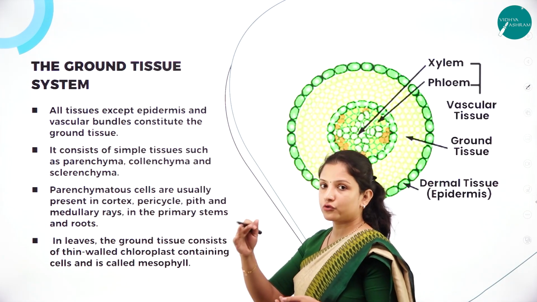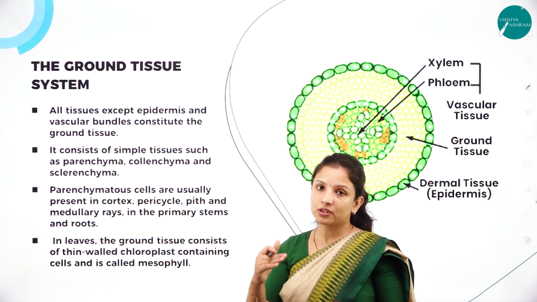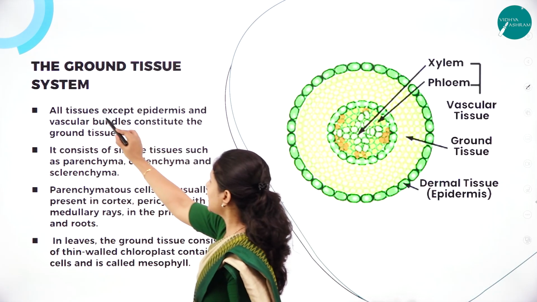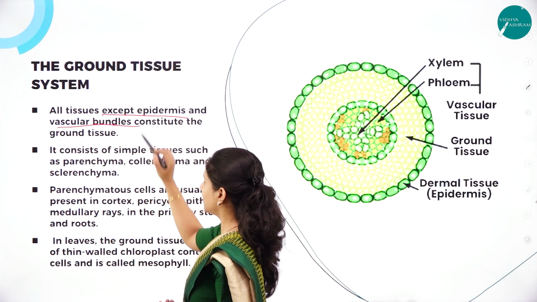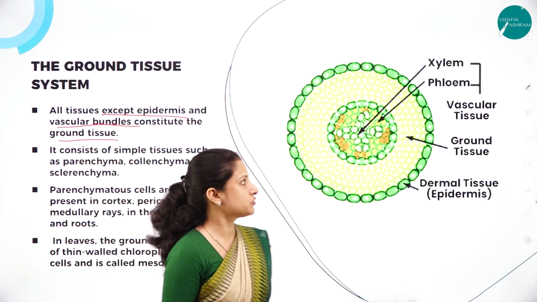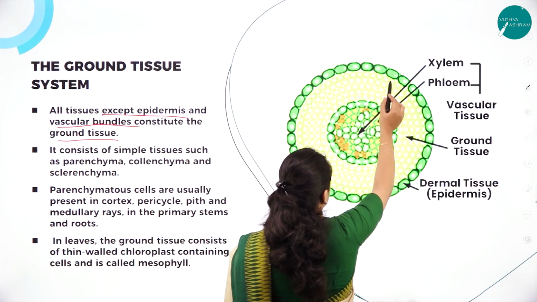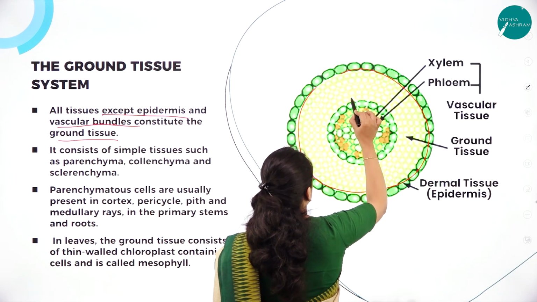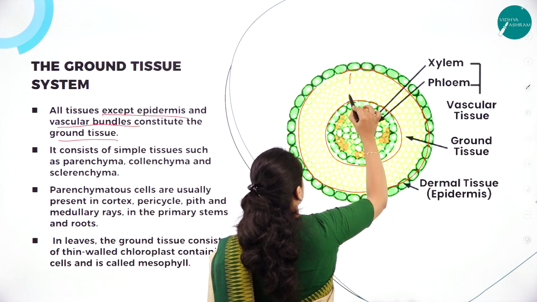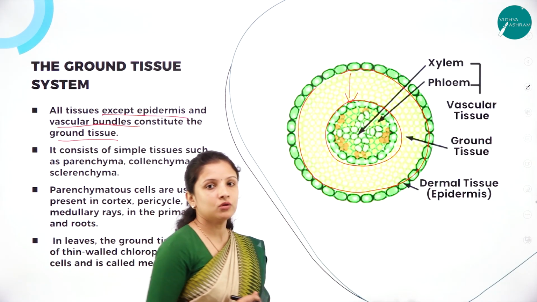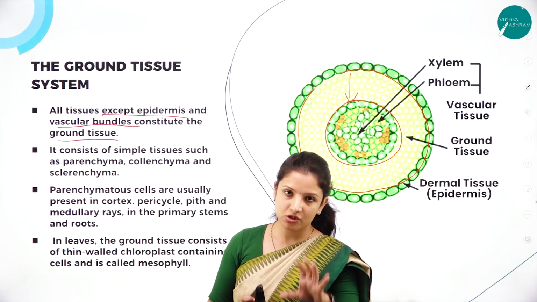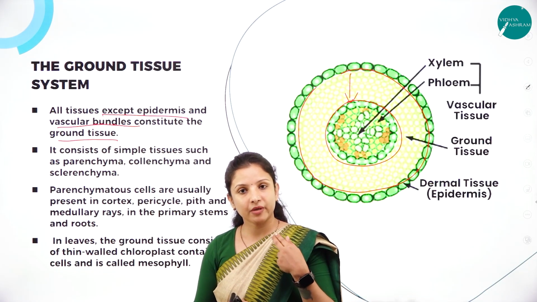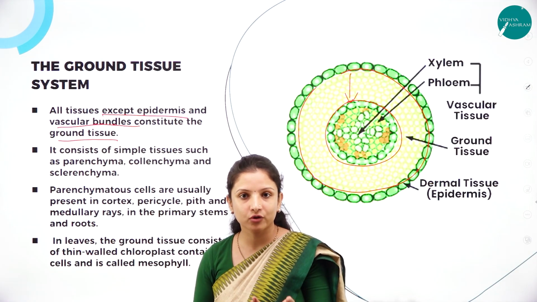So next, let's move on to those tissues that are present below the epidermis, that is the ground tissue system. All tissue except the epidermis and the vascular bundle constitutes the ground tissue system. So this entire thing that you see here, right from here to here, constitutes the ground tissue system. Now this ground tissue system can be parenchymatous, it can be sclerenchymatous, it can be made up of collenchyma cells, it can be made up of chlorenchyma cells.